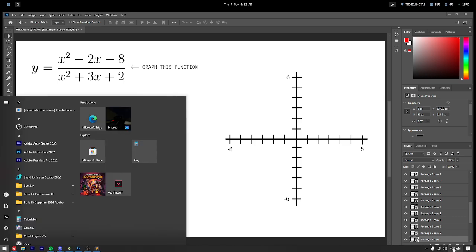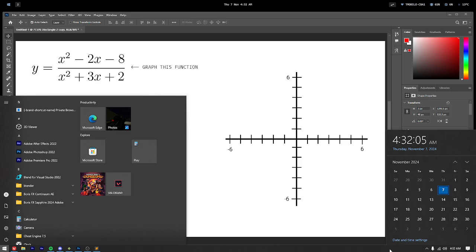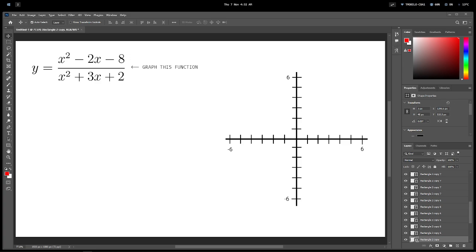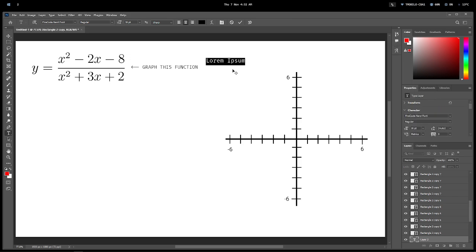Oh, okay. Good morning, everybody. It is 4:32 a.m. on November 7th. I've been awake all night doing random stuff. I don't know, but might as well get this project over because I was bored.